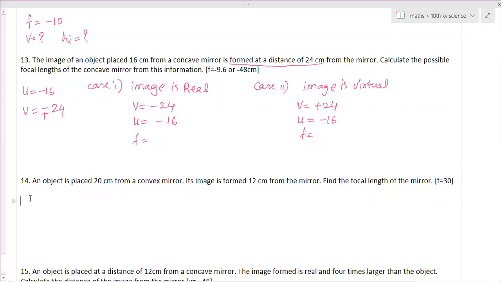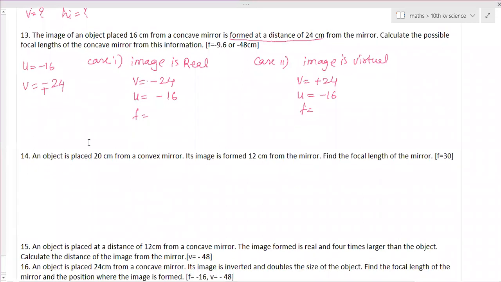Ma'am, in the first case, is it minus 48? Yes, right. You completed? Rishika, next question.